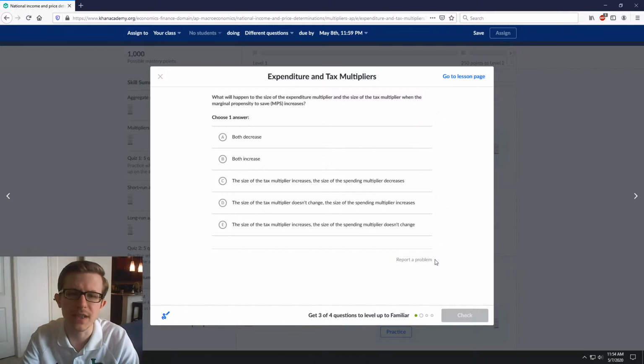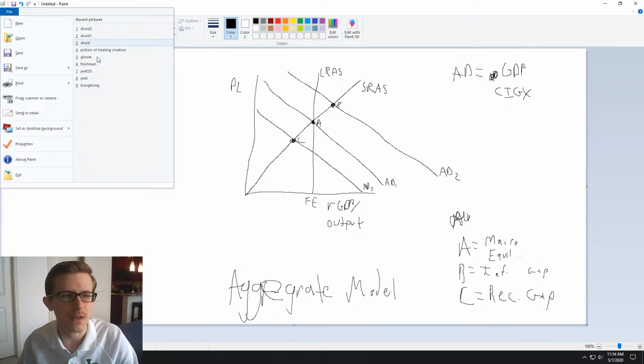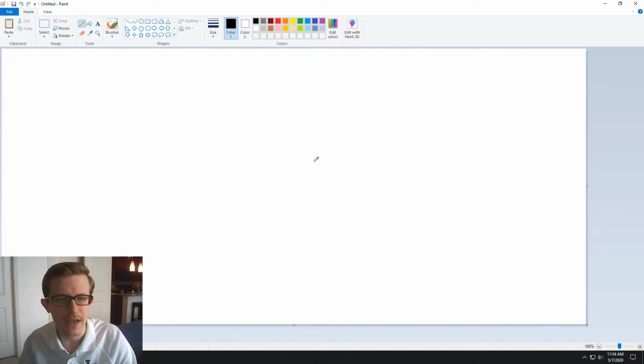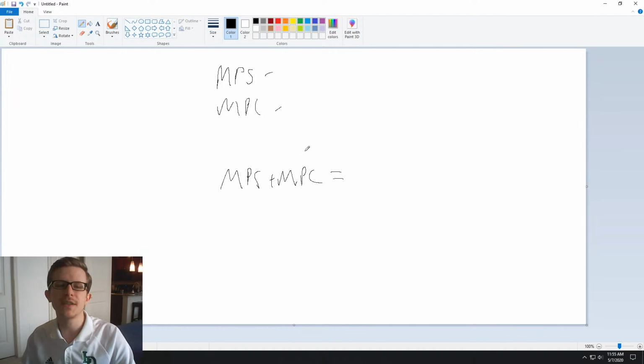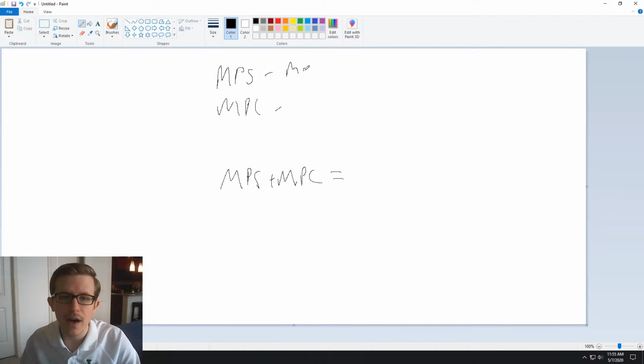What will happen to the size of the expenditure multiplier and the size of the tax multiplier when the MPS increases? So this is getting back to that MPS and MPC. So if you guys take a second to think about what those are as I get this laid out. All right, so marginal propensity to save. I just gave it away. So MPS is marginal propensity to save, meaning how much of every dollar it is that people are saving.